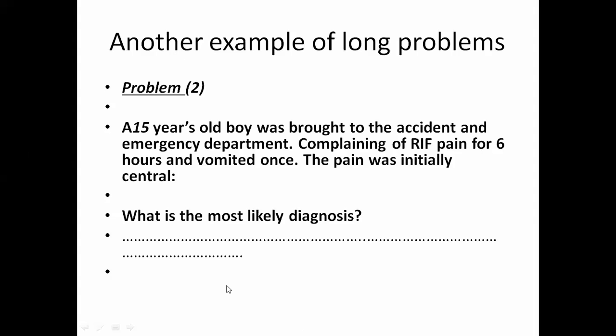Right. Another example of lung problems. A 15-year-old boy was brought to the accident and emergency (A&E) department, complaining of right iliac fossa pain for 6 hours, and he vomited once. He said the pain was initially central. What are the keywords? Quickly.